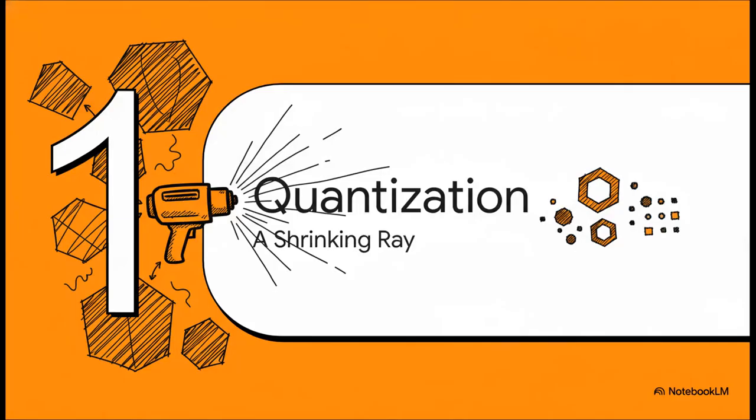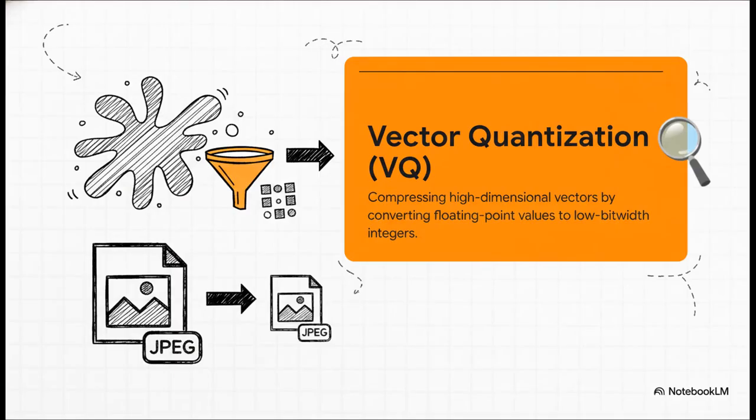Well, the solution, or at least the idea behind it, is a concept called quantization. The best way to think about it is like a shrinking ray, but for data. The whole goal is to take these massive, complicated numbers that live inside an AI and just make them tiny. And this gets into the how. It's called vector quantization. You're essentially taking these super precise numbers with tons of decimal places, we call them floating point numbers, and you're converting them into really simple, small whole numbers, or integers.